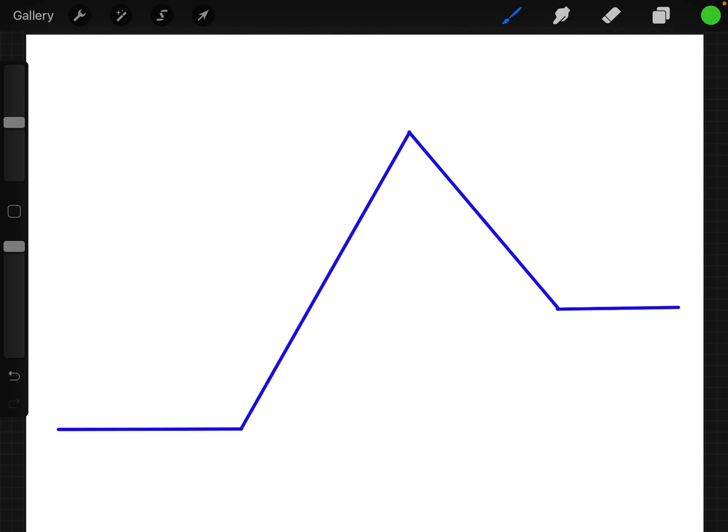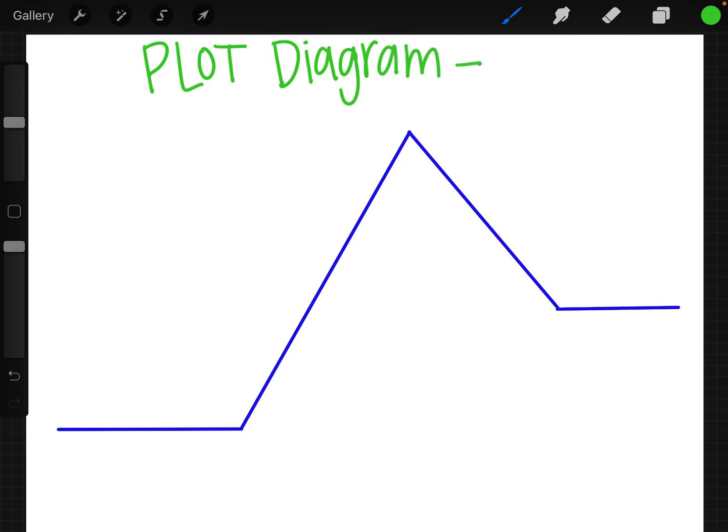So, the first thing I need you to do, and you don't have to make it colorful, I just did because it helps me, is I want you to go ahead and draw this diagram. Now, you will notice that the left diagonal line is longer than the right diagonal line, and there's a purpose for that. So I need you to go ahead and draw those diagonal lines just like I have drawn them. And I want you to, at the top, write plot diagram.